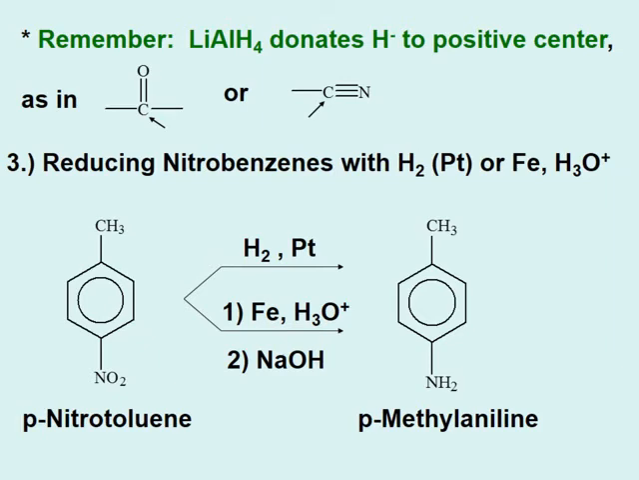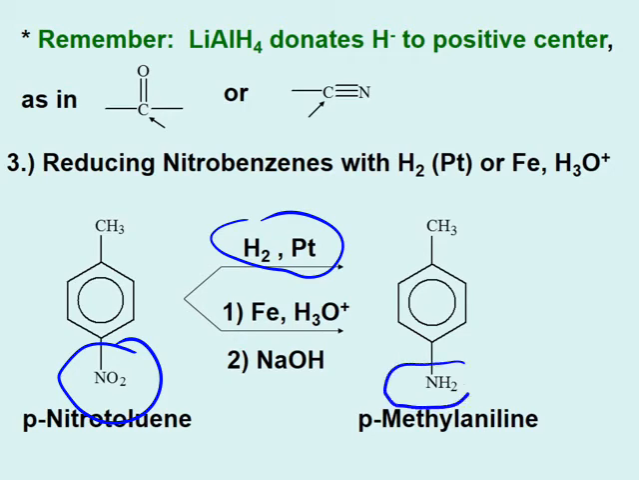Now here we're showing you more reactions that may result in amines, like para-nitrotoluene. This nitro group, in the presence of hydrogen and platinum, where platinum is the catalyst that helps in this reaction, the NO2 group is changed into NH2. So it becomes para-methyl aniline. Or alternatively, you can apply iron and H3O plus, which gives you NH2, followed by sodium hydroxide so that it's not NH3 plus. Sodium hydroxide is going to neutralize that acid, so you end up with para-methyl aniline. So basically, reduction of a nitro group gives you an amine group.